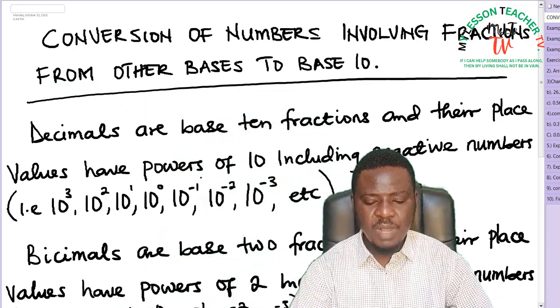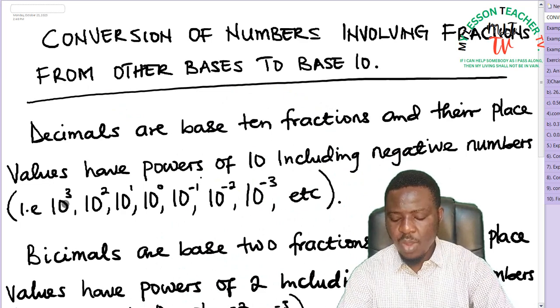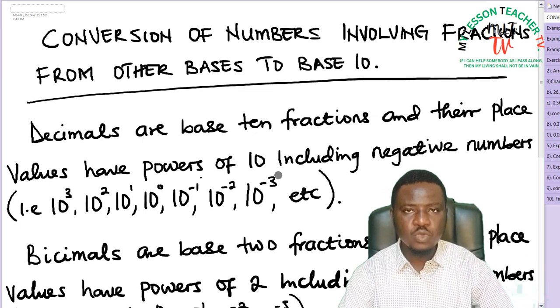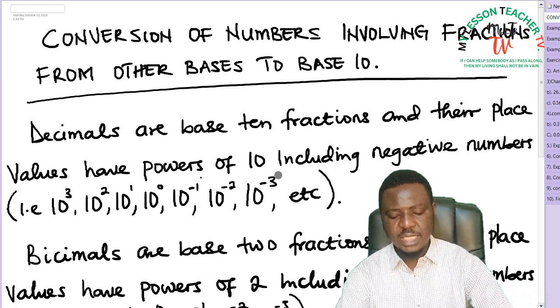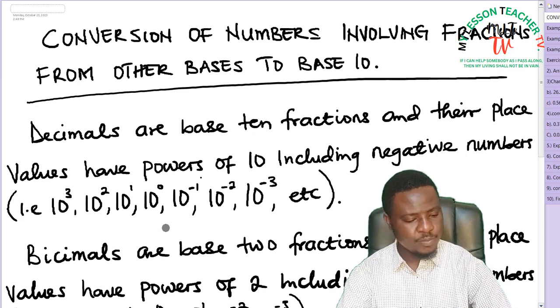Decimals are base 10 fractions, and their place values have powers of 10, including negative powers. That is, we have from 10 to the power infinity to 10 to power 3, 10 to power 2, 10 to power 1, 10 to power 0, 10 to power minus 1, 10 to power minus 2, 10 to power minus 3, down to 10 to power minus infinity. So all these are said to be the place values of numbers in base 10.